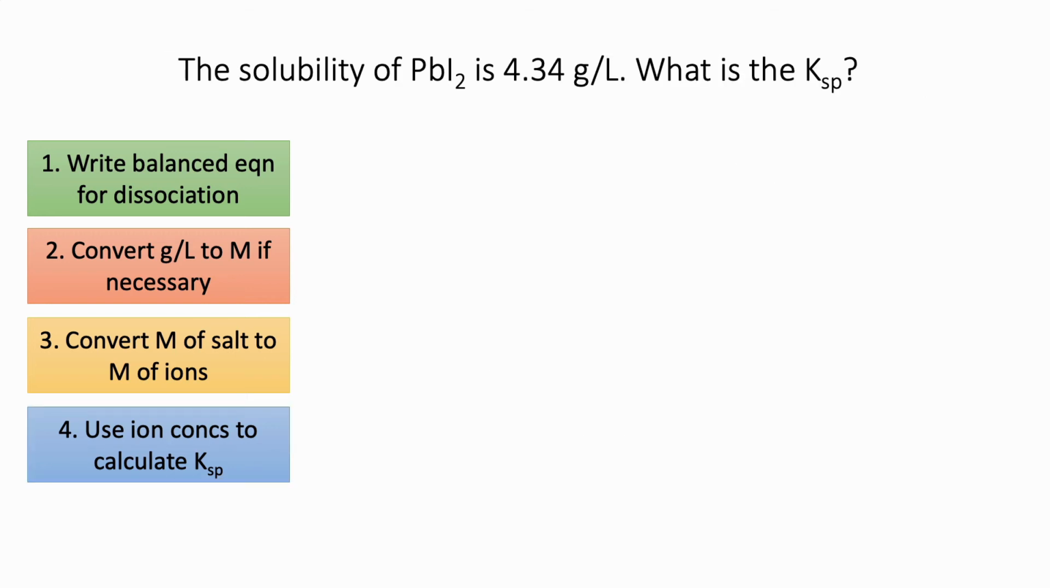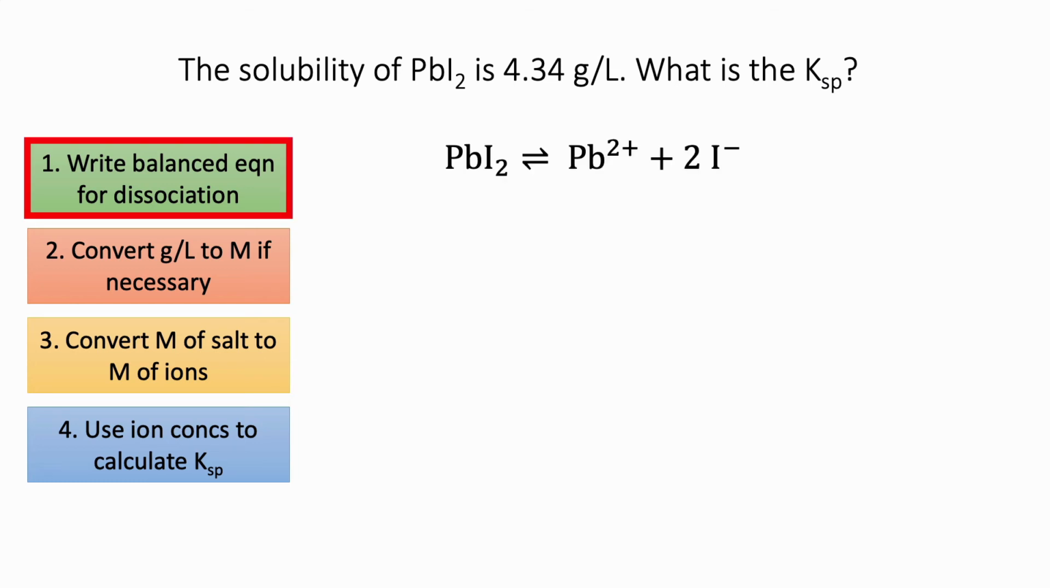Now let's do another problem. Here we're given the solubility of a compound rather than the molar solubility, so it's a slightly harder problem. Here we have the solubility of lead iodide being 4.34 grams per liter, and we want to know what the KSP is.